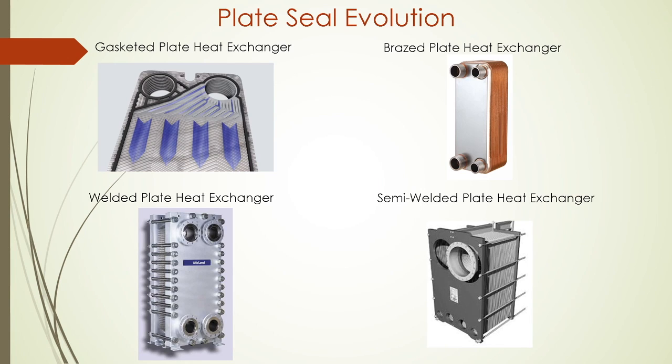Gasketed plate heat exchangers were the first type introduced and used high-quality elastomeric gaskets designed to seal plates together and protect against leaks. Recent advances have introduced brazed plate heat exchangers, which have a stainless steel composition with copper brazing, and welded plate exchangers, which have the plates welded together. Semi-welded exchangers feature a mixture of welded and gasketed plates.